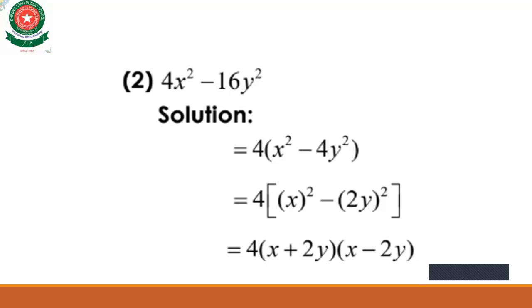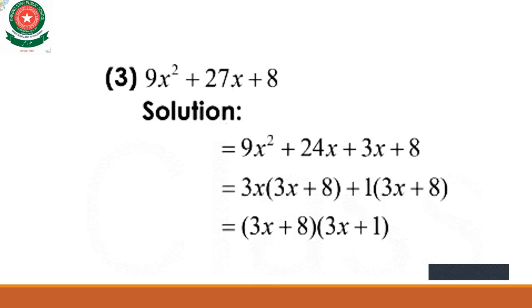Taking 4 common and then dissolving into square, you can write x square as x whole square and 4y square as 2y whole square. Here the value of a is equal to x and value of b is equal to 2y. A square minus b square, as we used in the previous question, is equal to a plus b into a minus b. The value of a is x and value of b is 2y. So you can write it as 4 into x plus 2y into x minus 2y.